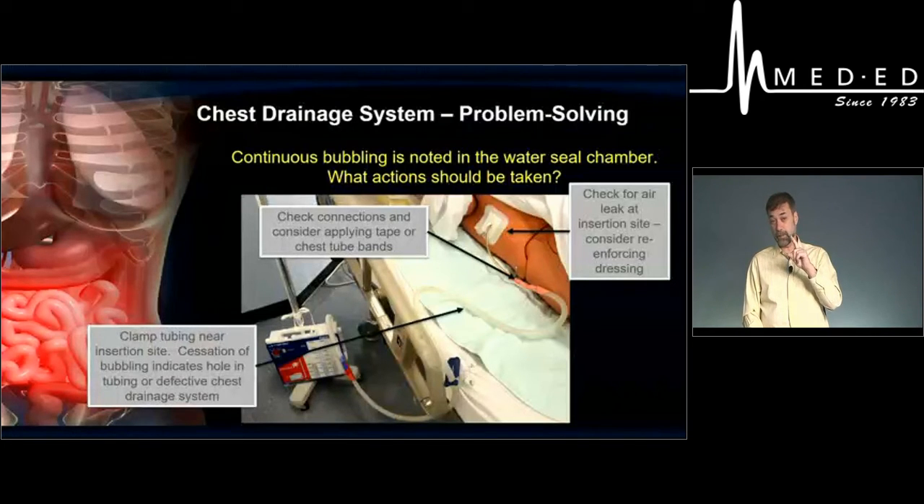Now, generally you're going to clamp it right at the point where the tubing enters into the chest drainage set, and you're going to clamp it. Now, if you clamp the tubing and it stops bubbling, then that indicates that you have a hole in the tubing somewhere, and you'll need to change out the tubing.